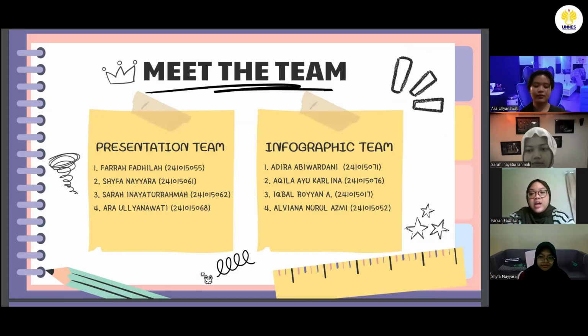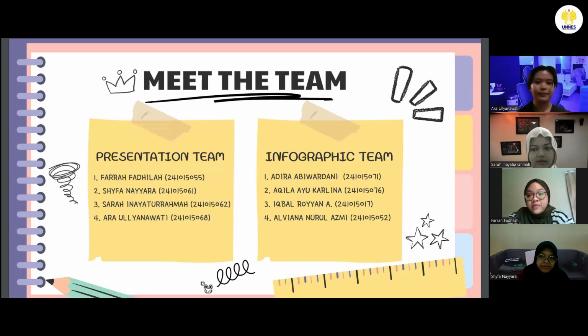So basically our group is divided by two sides. So the presentation team starts from me. My name is Farah Fadila Nur Aziza. My name is Shifa Naira. My name is Sarah Inayatul Rahmah. My name is Sarah Uliana. Okay, and for the infographic team, there is Adira Abiwardani, Akila Ayu Karlina, Iqbal Royan, and last but not least, Alfiana Nurul Azmi. And of course, we're going to present about phonemes and allophones.